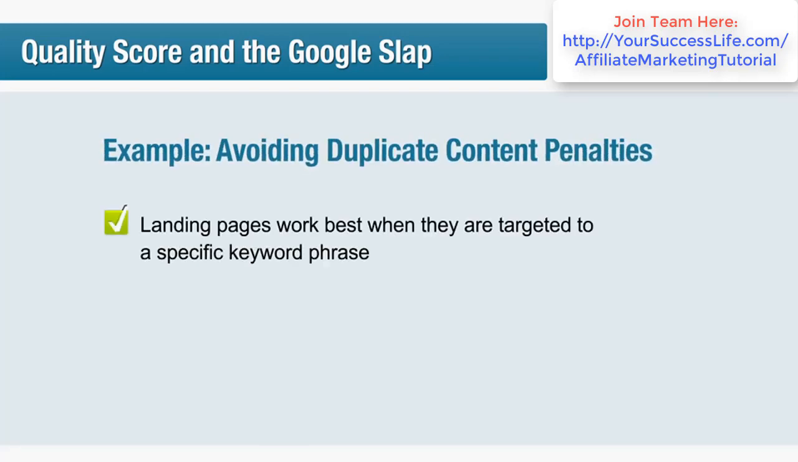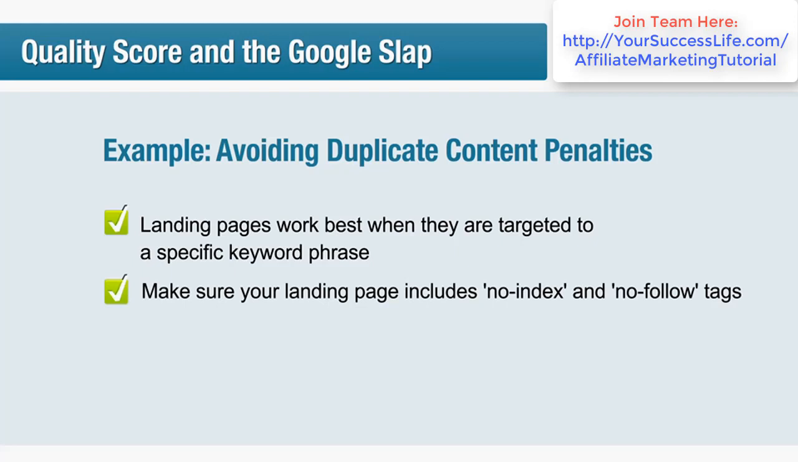Landing pages work best when they're targeted to a specific keyword phrase, which is why most marketers use landing page duplicates for different ads, with the only difference between them being the keywords they are optimized for. The problem with doing this, though, is that Google's spider will flag these pages as duplicate content. To get around this issue, it's very important that your landing page includes no index or no follow tags. This tells Google to avoid indexing these pages, and you'll hopefully be able to keep your good quality score.